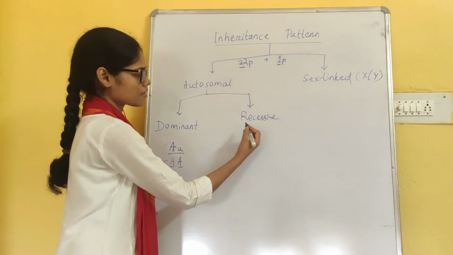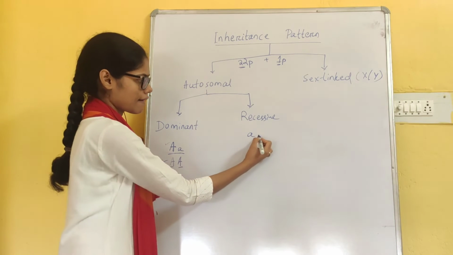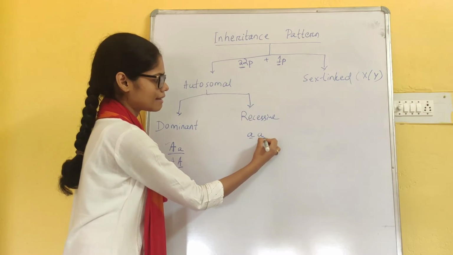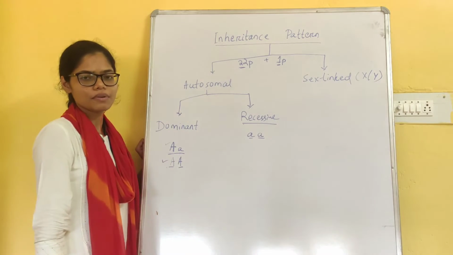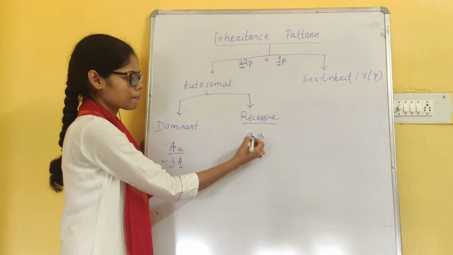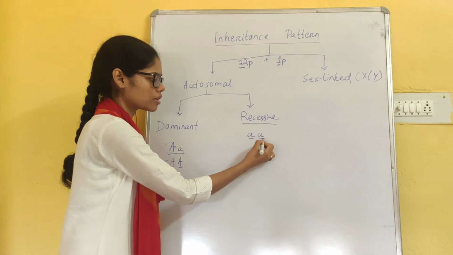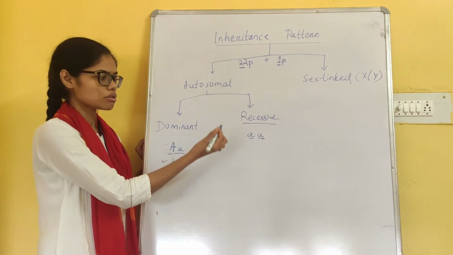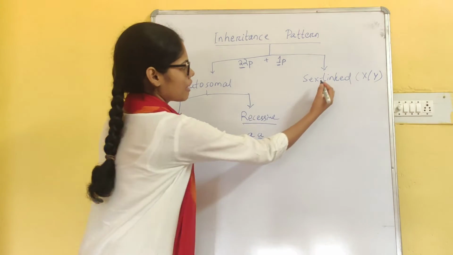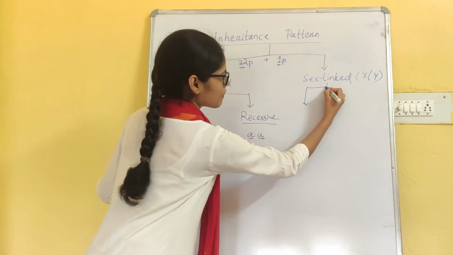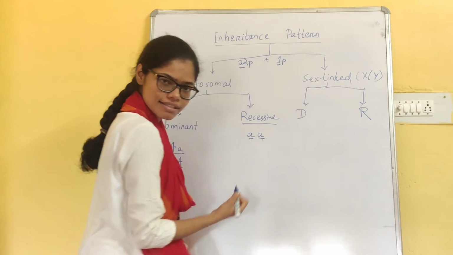But in case of recessive, what will happen? If small a is the diseased allele or the affected allele, then both alleles have to be present for the disease to occur. That is the case of recessive. If the diseased allele is recessive, then both the alleles have to be recessive so that the phenotype will be shown. Now, in case of sex-linked disorder, there are also two types, dominant and recessive.